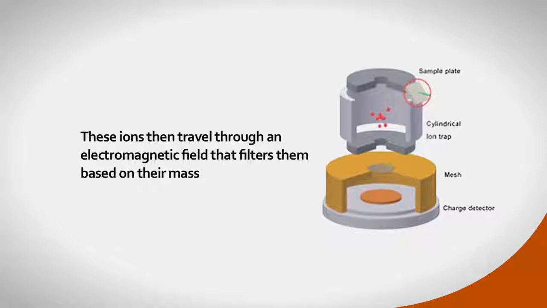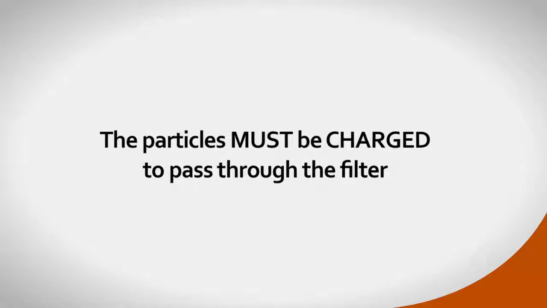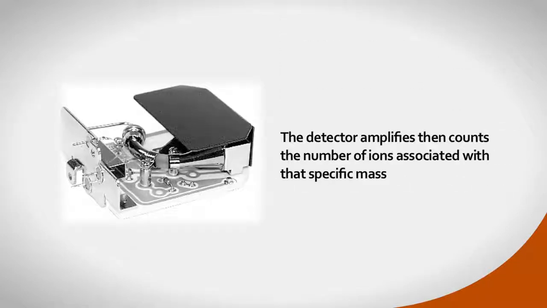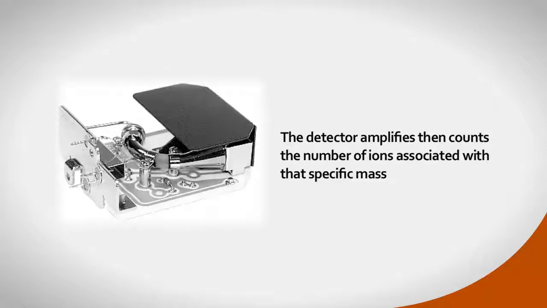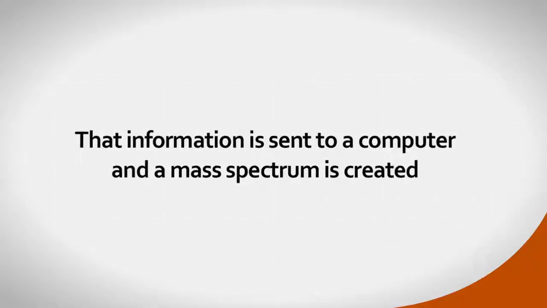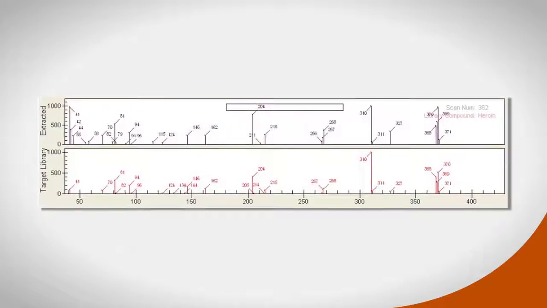These ions travel through an electromagnetic field that filters them based on their mass. The particles must be charged to pass through the filter. The instrument's detector amplifies and then counts the number of ions associated with that specific mass. That information is then sent to a computer and a mass spectrum is created, showing the number of ions with different masses that travel through the filter.